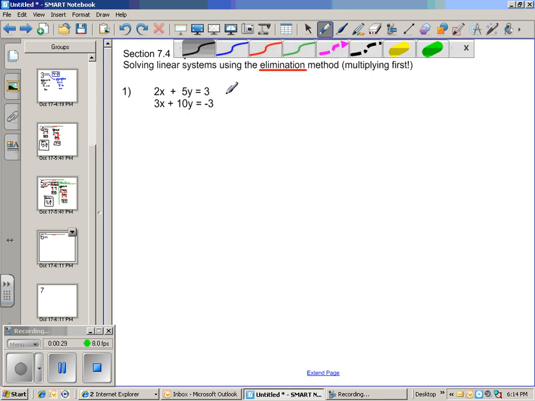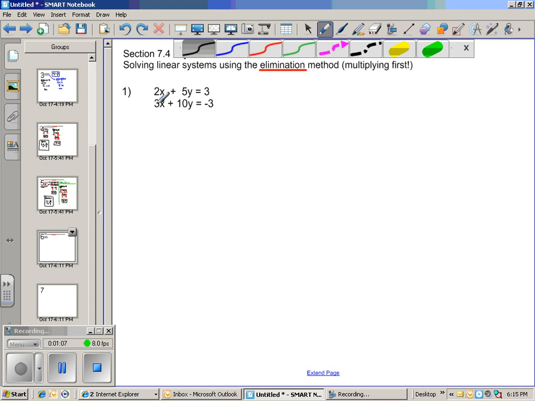term first. So again, the first thing I'm going to do is look to see, are my equations aligned in standard form? So here I have 2x plus 5y equals 3 and 3x plus 10y equals negative 3. Both of the equations are lined up in standard form. X and y are on the same side with our constant term on the other side. And the other thing I noticed is that the x's are lined up and the y's are lined up.